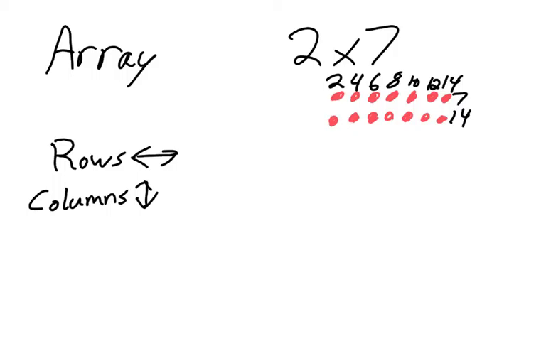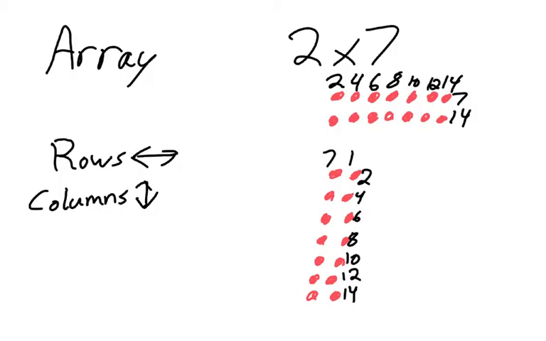The other way they may draw this is they may actually turn it and do 2 columns and put 7 dots in each column, which would give you 7 rows. Once again, you can count by 2s, or you can count by 7s. Rows and columns are a very important vocabulary word that we'll refer to often, and it's very important that students understand that columns go up and down, and rows will go from left to right, or side to side.